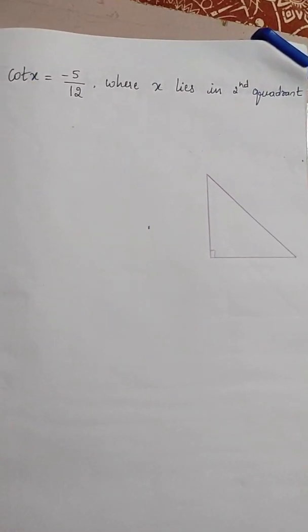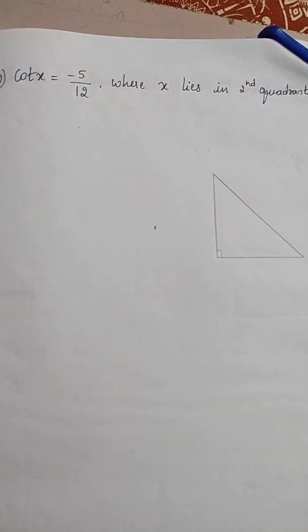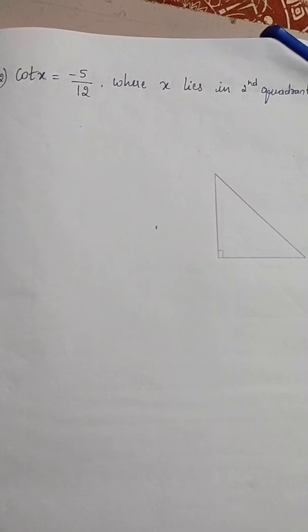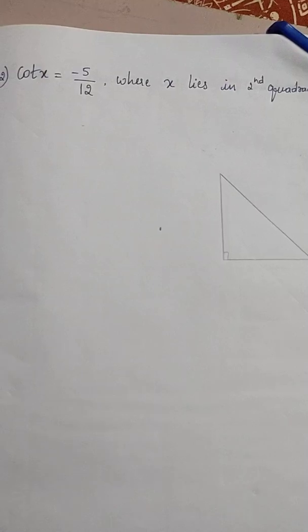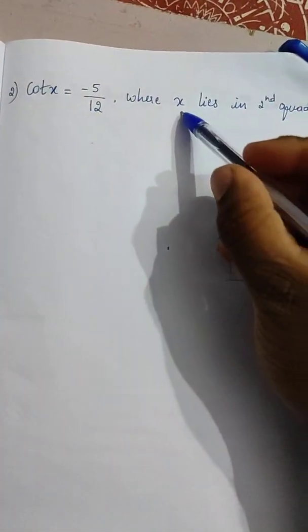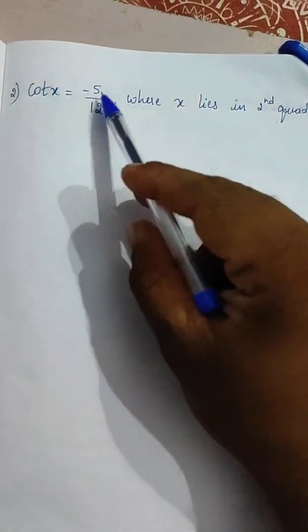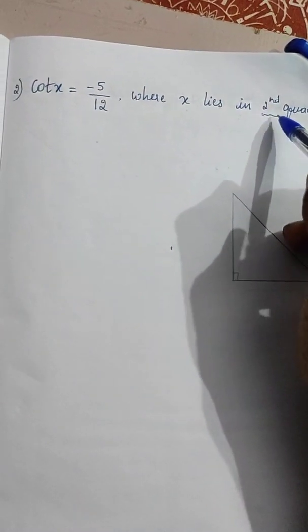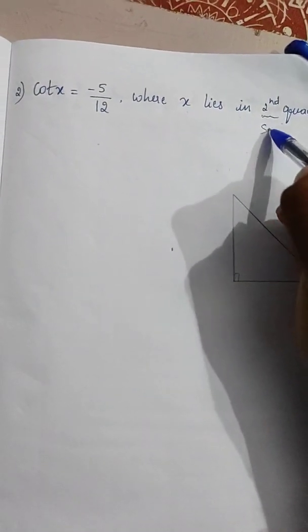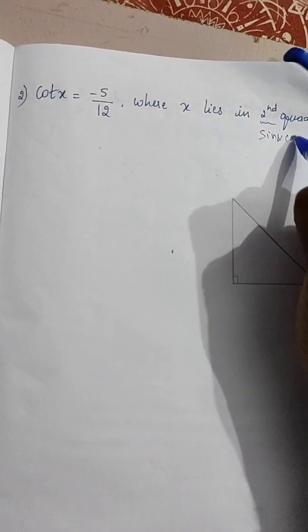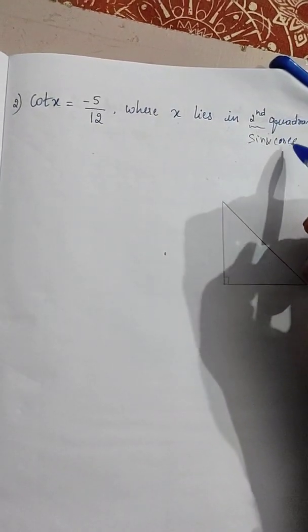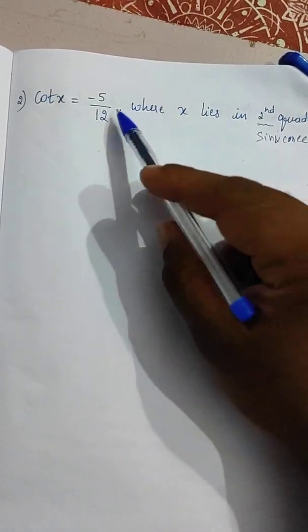So this is the next problem. So cot x is equal to minus 5 by 12, where x lies in the second quadrant. So since x lies in the second quadrant, cot is negative. In the second quadrant, sin is positive. Sin and cosecant are positive. So rest all are negative.